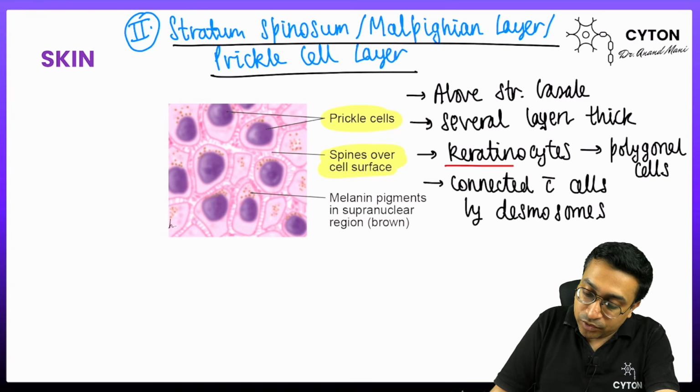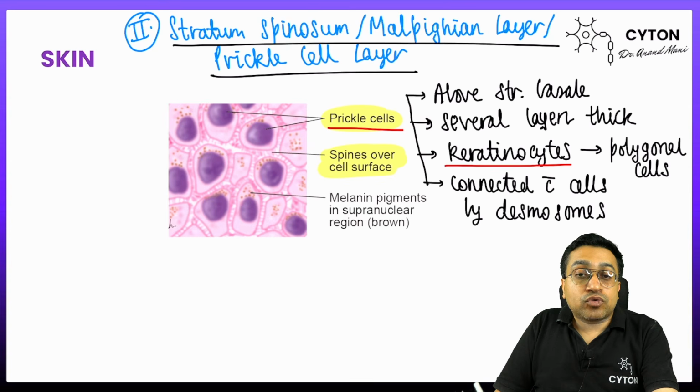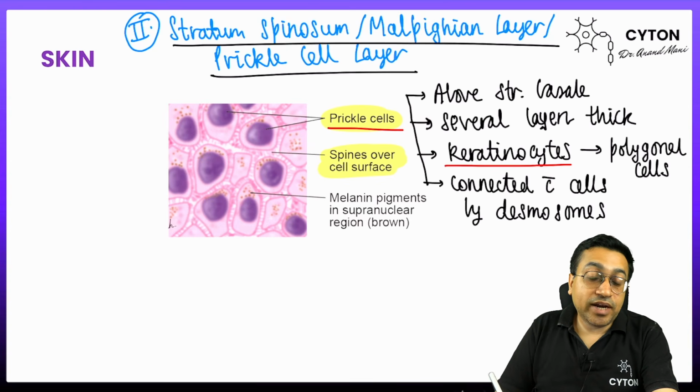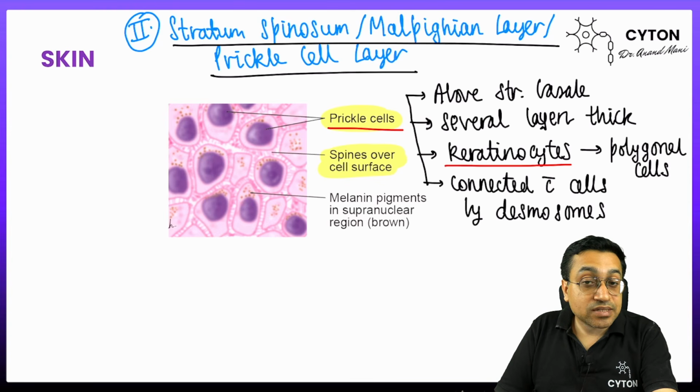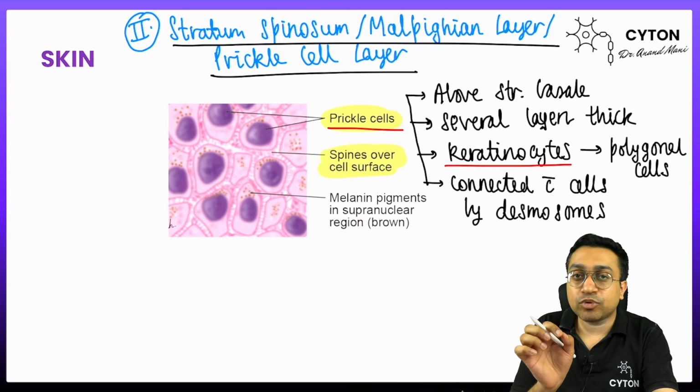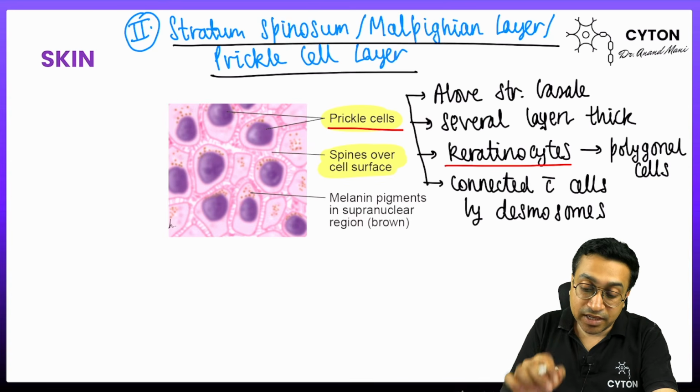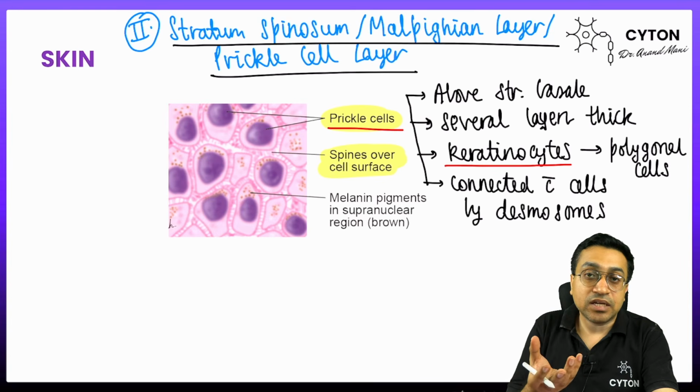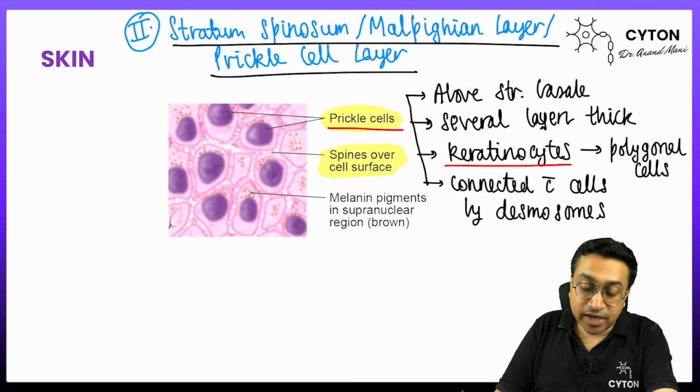This is the keratinocytes and this is the prickle cells. They are the same thing which we are discussing here. These keratinocytes or prickle cells remain adherent with each other at the site of desmosomes. So this creates spines over the surface of the cells at the site of desmosomes. Thus the keratinocytes in this layer show very small spine-like projections on the external surface. That is why we say it is prickle, like thorns. So this is the second layer which we are talking about.